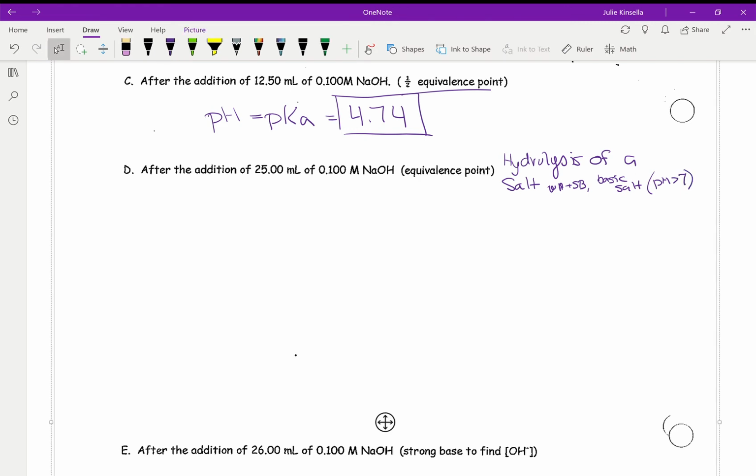All right, so I'm going to first go through, there's actually going to be 2 ICE tables here that I'm going to do. The first one is to show what is happening when I have the reaction with my hydroxide.